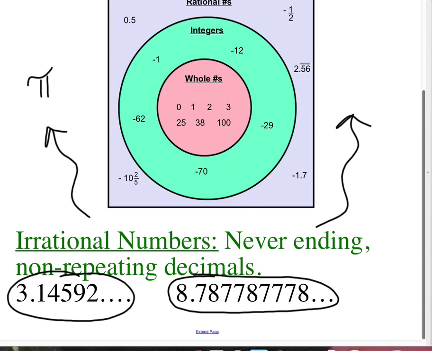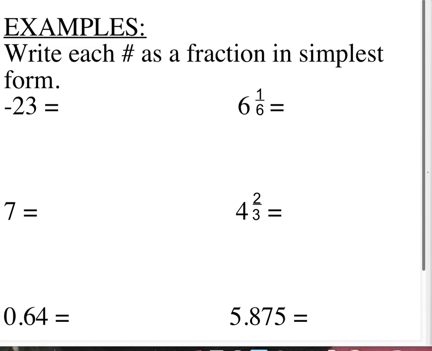Get your calculators out, fire them up. Here we go. Write each number as a fraction in simplest form. Whole numbers are easy, and integers are easy. So this is an integer, negative 23. If I want to write that as a fraction, all you have to do is put it over 1. Right? That's pretty easy. How about right below it here, the number 7? That's a whole number. 7 over 1.